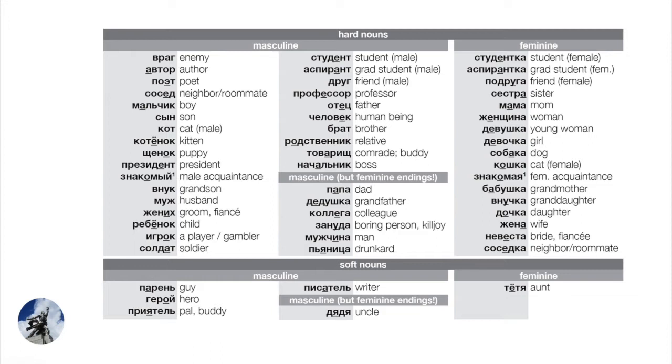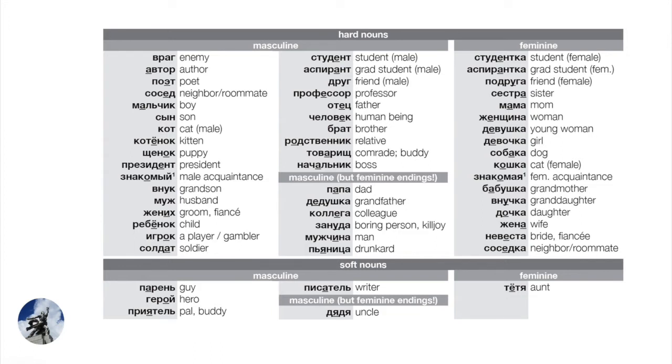If we're referring to a female acquaintance, we need the feminine adjectival ending. Бабушка, внучка, дочка, жена, невеста, соседка. There's another example. We had сосед earlier. That's a male neighbor. And here we have the female version, соседка. We'll talk more about those types of words later.